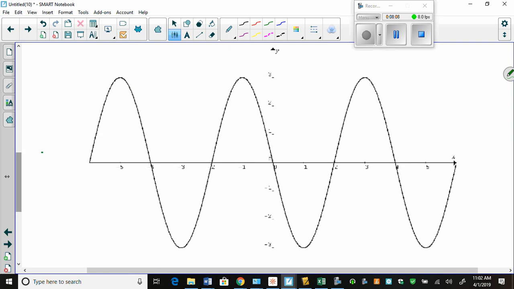And then I count up 3, down 3, and this one has a midline again at y equals 0. Okay?